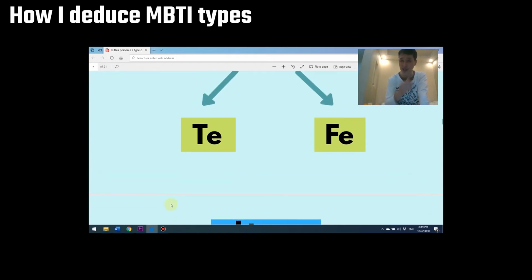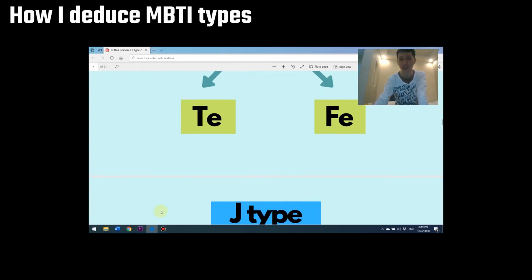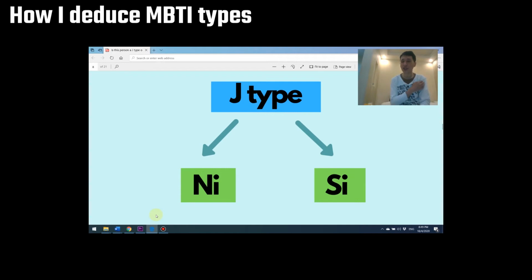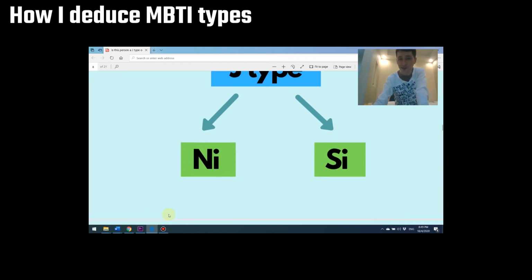So we will have an episode on how I decide if somebody uses TE or FE so that I can further profile this person. After having decided on the extroverted function of this J-type, I will then ask, what is the introverted function of this J-type? Is it NI, which is introverted intuition, or is it SI, introverted sensing?